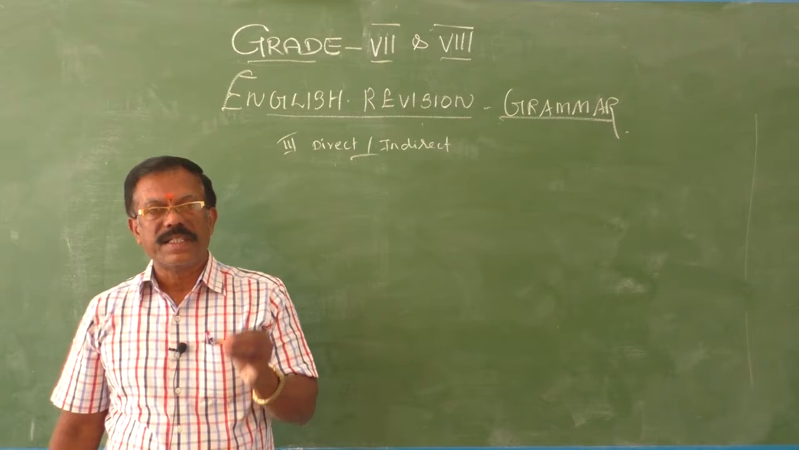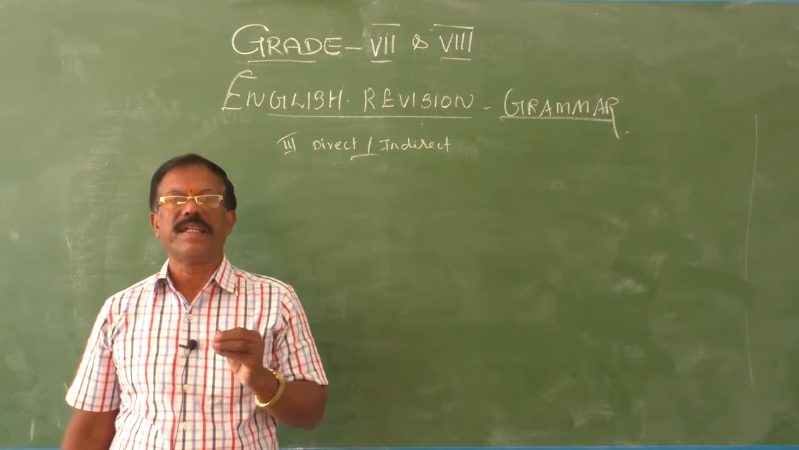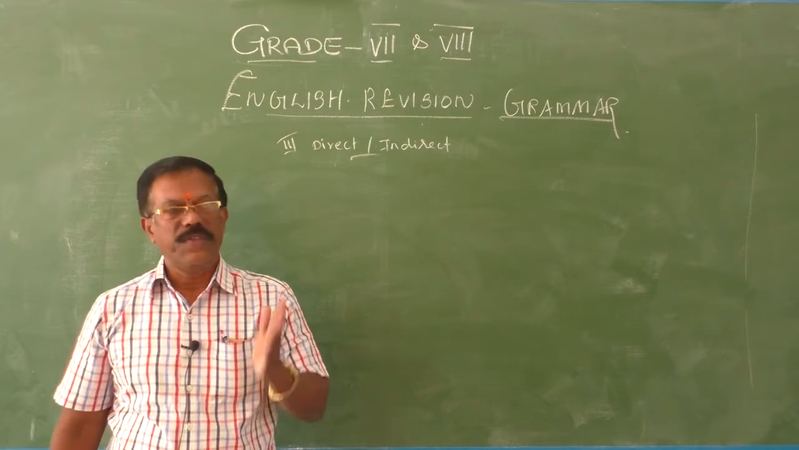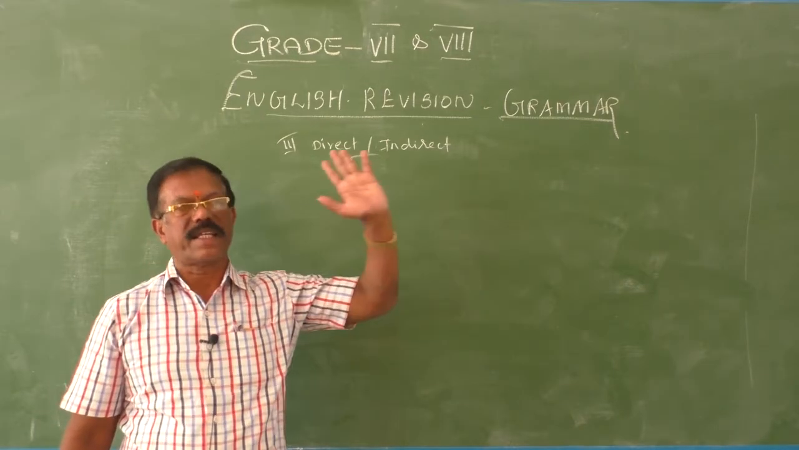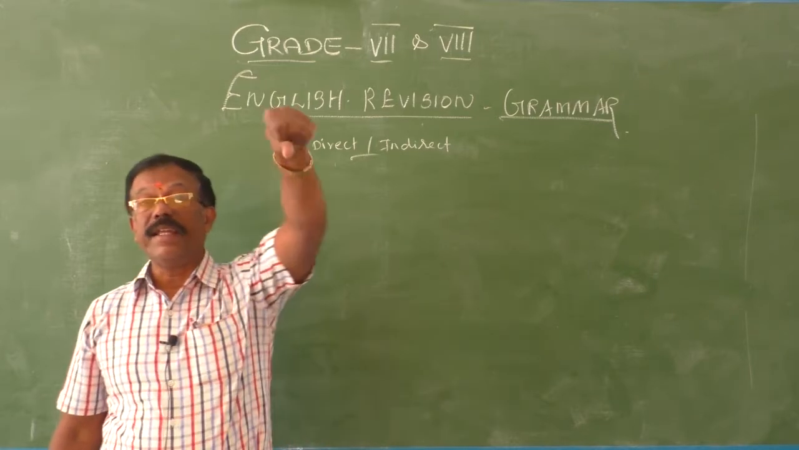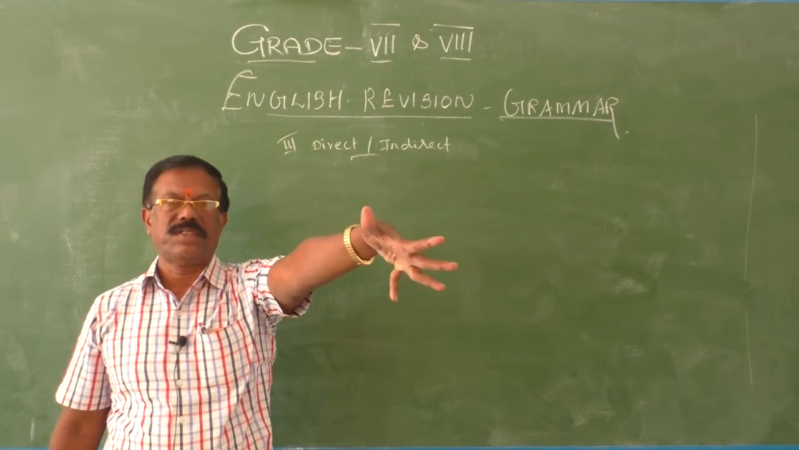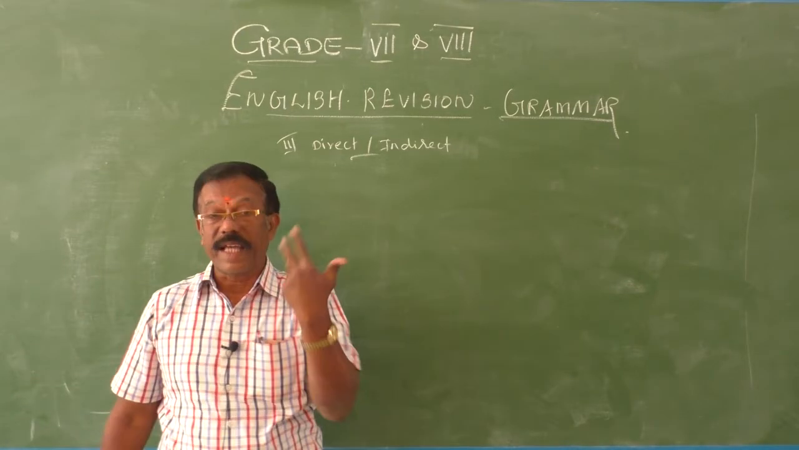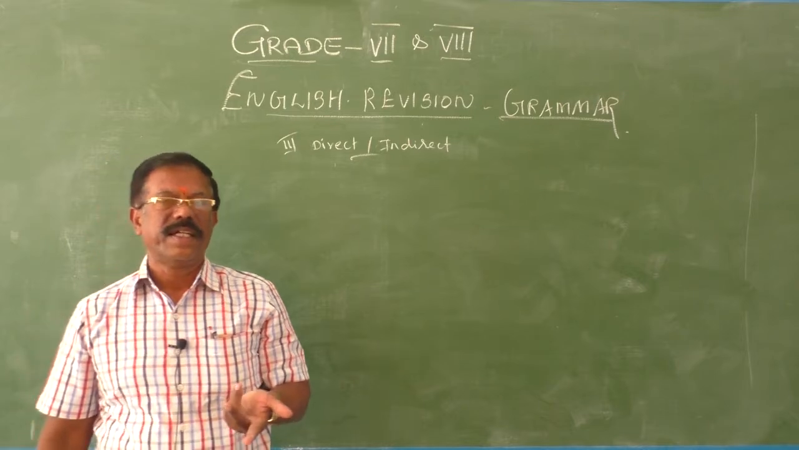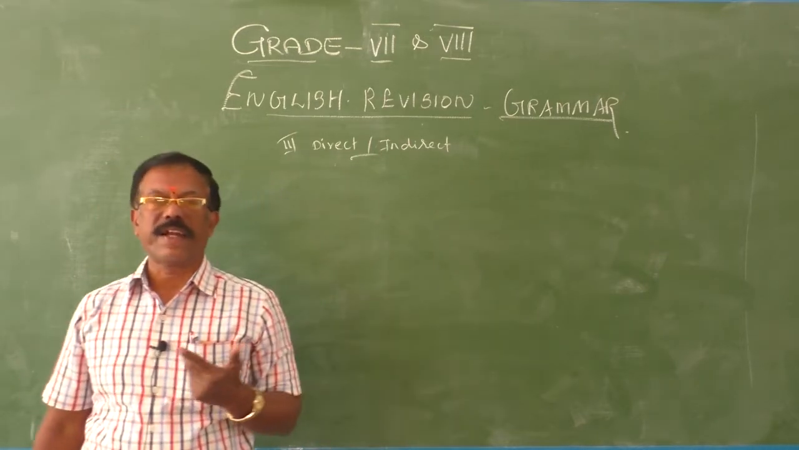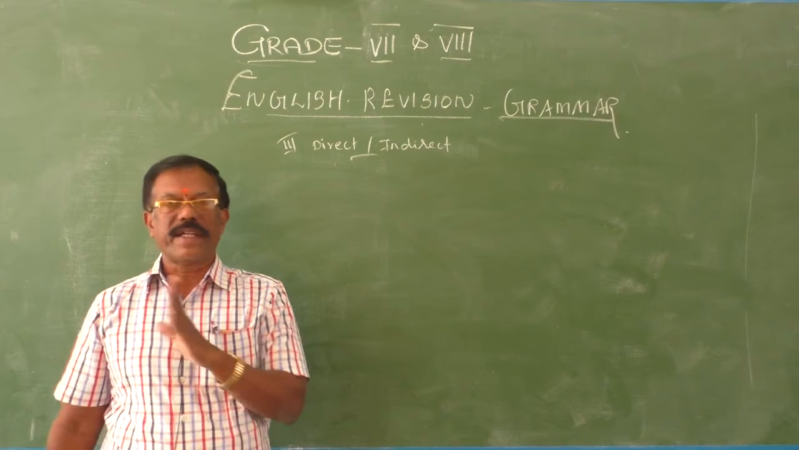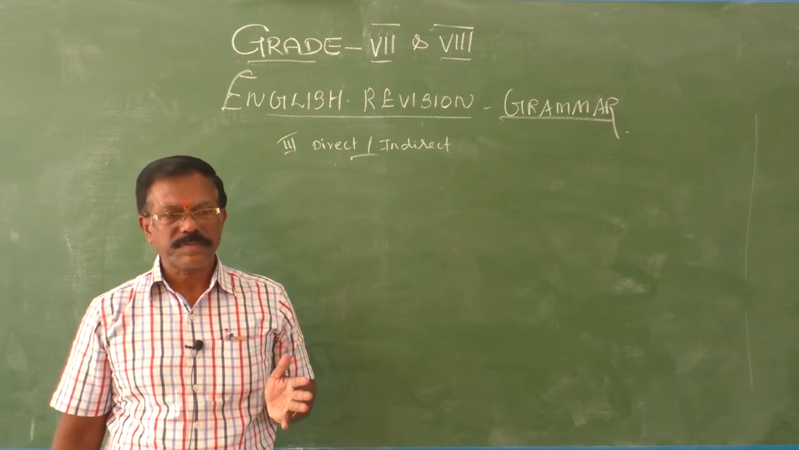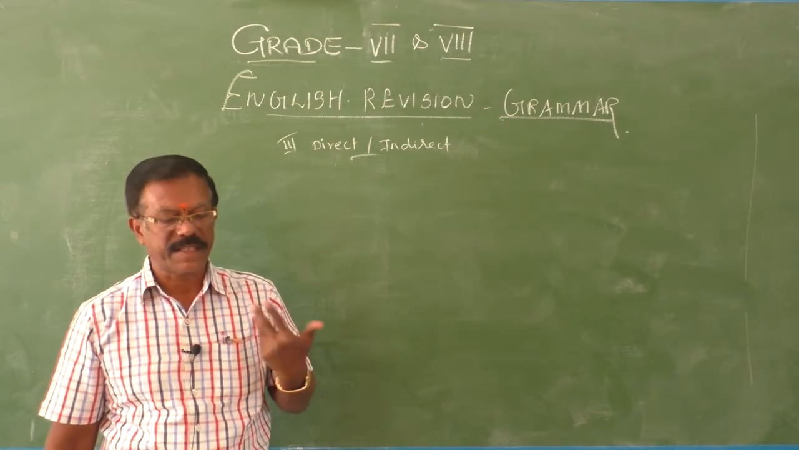If you use the exact words of the speaker, then the form is said to be direct speech or the direct form. If you don't use the exact words of the speaker, but the idea or the content alone is conveyed to a third person, then you use your own expression. Then that is said to be the indirect form. Okay, children, do you understand the difference between direct and indirect form? Very good. Now, I will give you some sentences.